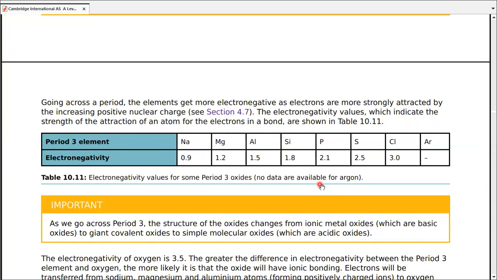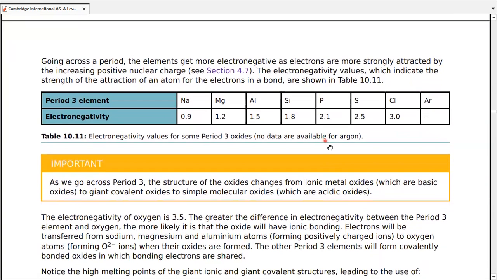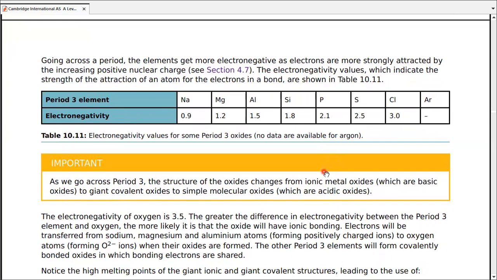The electronegativity values indicate the strength of attraction of an atom for the electrons in a bond, and this can be shown by these values over here. As we move across the period from left to right, it increases. As we go across period three, the structure of the oxide changes from ionic metal oxides, which are basic oxides, to giant covalent oxides, to simple molecular oxides, which are acidic oxides.